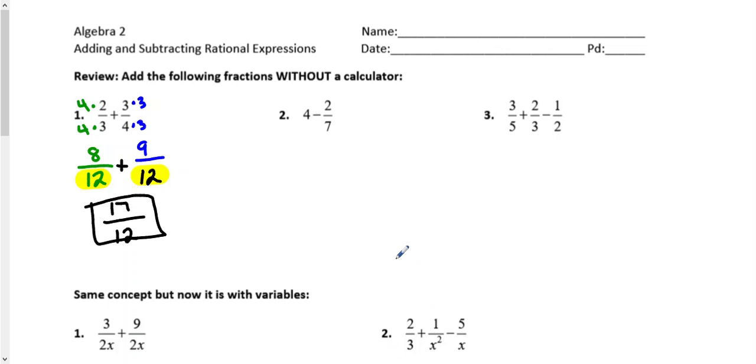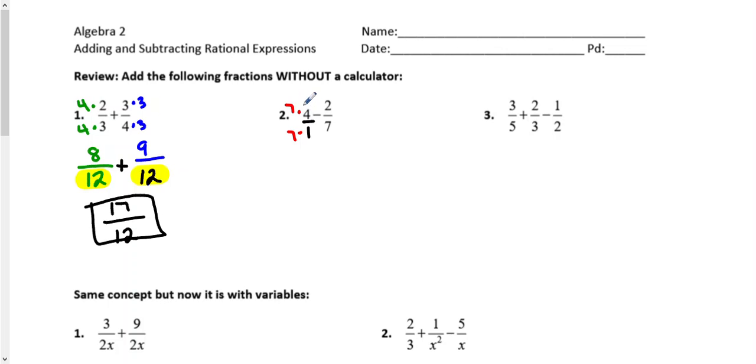Now let's look at number 2. We have 4 minus 2 over 7. 4 isn't written as a fraction, but we can make it a fraction by putting it over 1. Now I have a 1 in the bottom and I have a 7 in the bottom. Well, I can very easily turn this 1 into a 7 just by multiplying it by 7, which means I don't even have to change the second one.